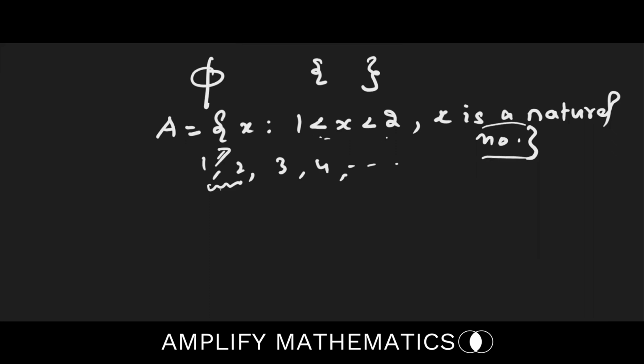And this is called a strict inequality. It means x is not equal to 1. Neither can x be 1, nor can x be 2. It has to be strictly between 1 and 2. Okay, that is why there is no element in the set and this is a void set.